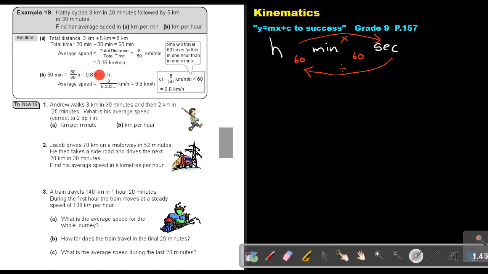If you write it out like this, you must keep all the decimal places. Otherwise, you can write it like this: 8, and 50 divide 60. And that's hours, and that's kilometers. And then you just press on your calculator: 8 divide bracket, 50 divide 60, close the bracket, equals, and you will get 9.6 kilometers per hour. She will travel 60 times further in 1 hour than in 1 minute.